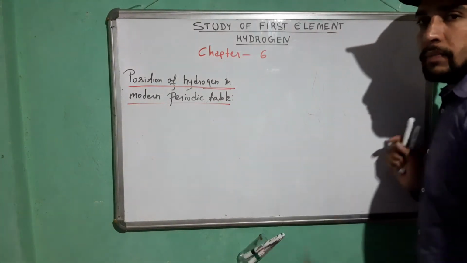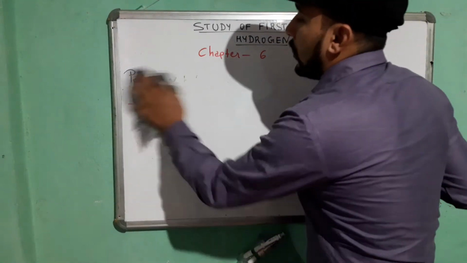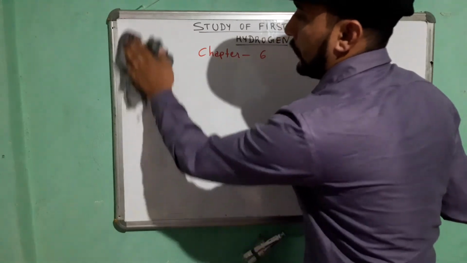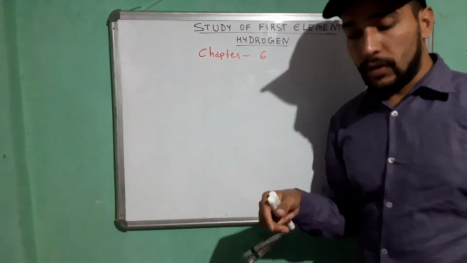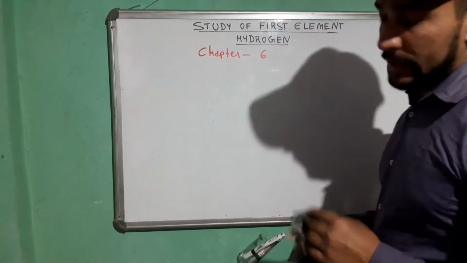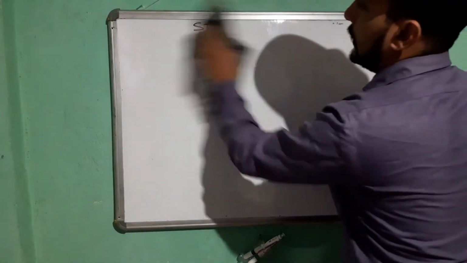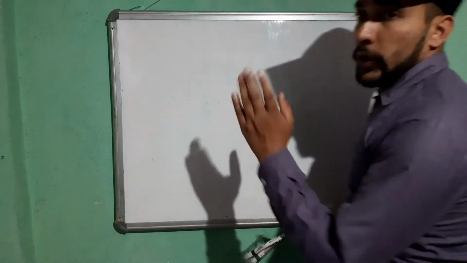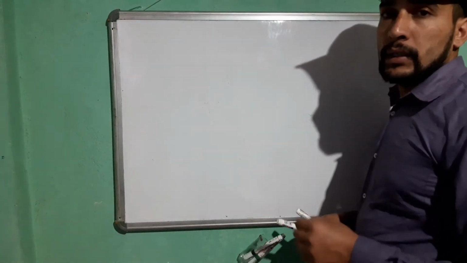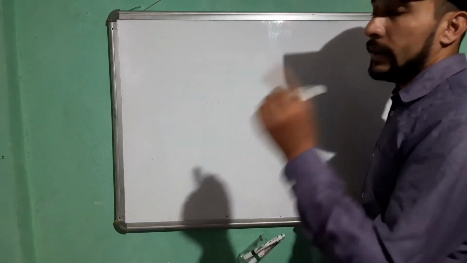Hydrogen, it is a non-metal, it is a gas. So it should not be placed with alkali metals which are solid in nature. Lithium, potassium, sodium, they are all metals. Okay, so hydrogen being a non-metal, it is kept with metals. So that is the controversial part of position of hydrogen in modern periodic table. Okay, there are some points due to which hydrogen is placed in group 1. Okay, let's discuss those points.